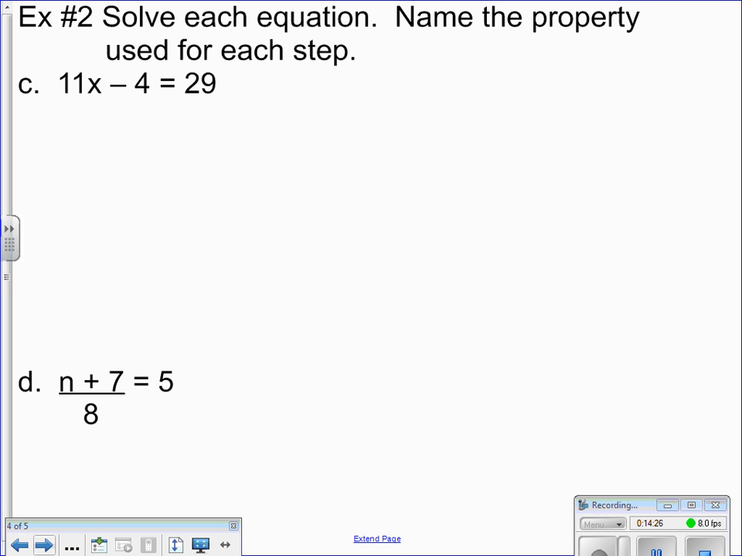All right, see if you can name the properties for this one. Oh, and I almost forgot. Every problem starts out with a property. And when you start with a problem, it's because I gave it to you. So always the first property is given. So the first thing you write down is always going to be given. Now, if you don't know what to do to this problem, you're going to add 4. So pick a property for that. When you're done with that, you're going to cross out the 4's, and then you're going to add the 4 with the 29.